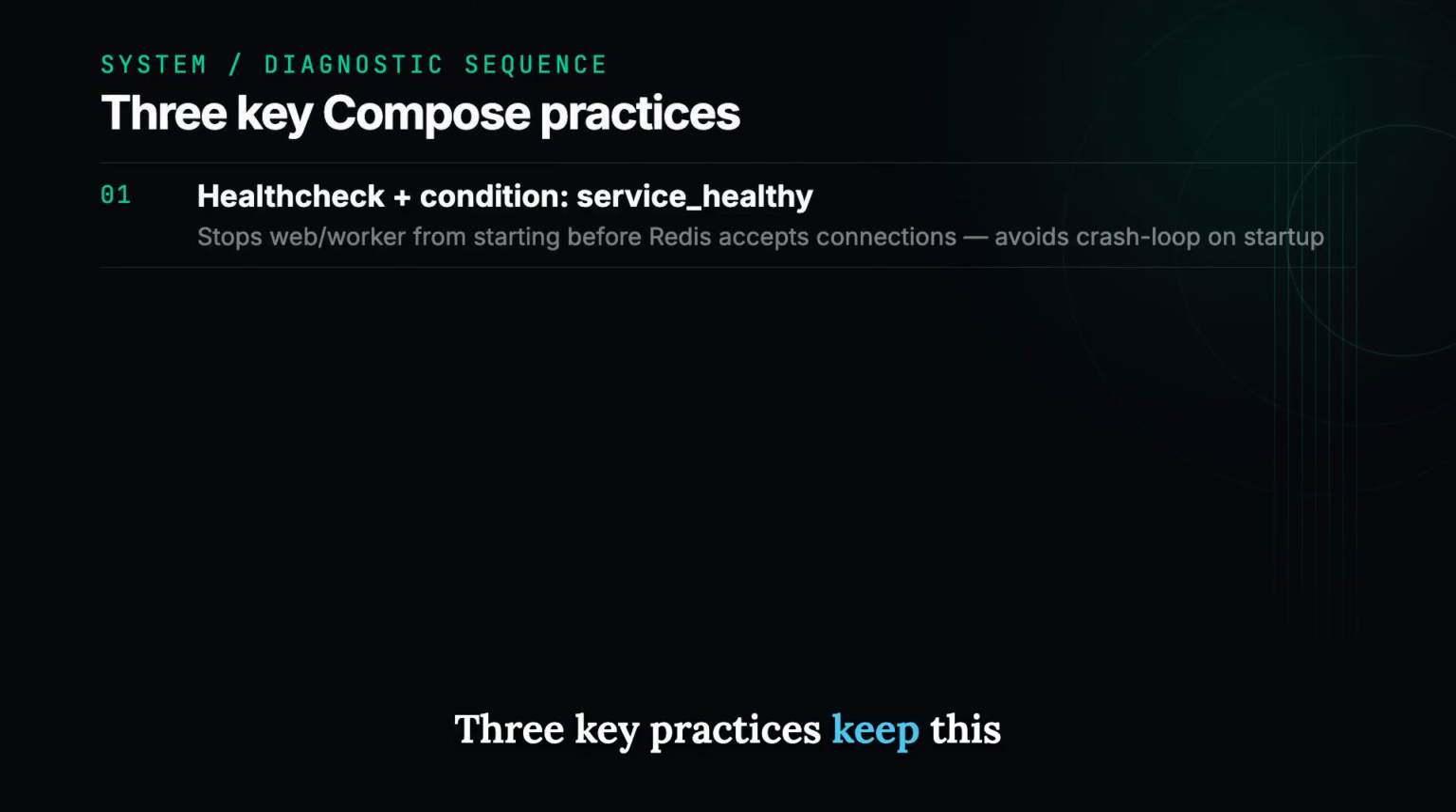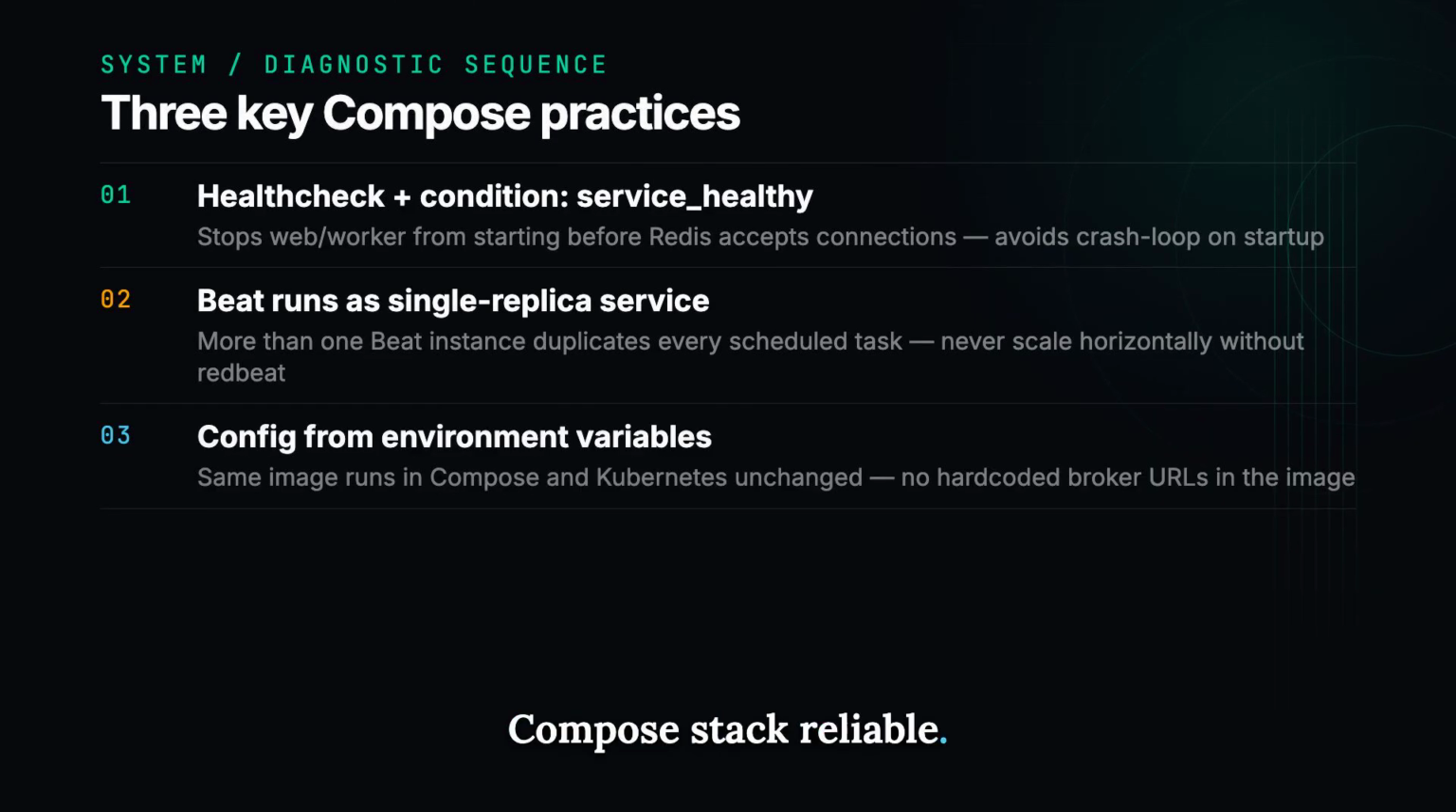3 key practices keep this Compose stack reliable. First, the health check with condition service_healthy stops the web and worker services from starting before Redis actually accepts connections, avoiding the classic worker crash loop on startup. Second, Beat runs as its own single-replica service; running more than 1 Beat instance duplicates every scheduled task. Third, configuration comes from environment variables, so the same image runs in both Compose and Kubernetes unchanged.